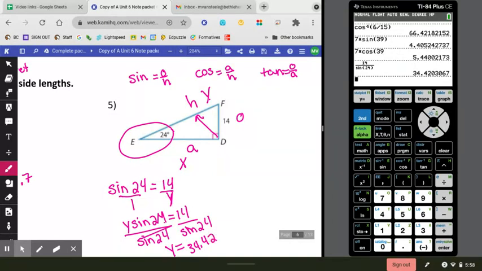Now I need to find x. Again, I have adjacent and opposite, so I want to use tangent, because you should always use the side you're given. So the tangent of 24 is 14 over x. Again, I'm going to cross multiply, so that's x tangent of 24 equals 14. I'm then going to divide both sides by the tangent of 24 because that's just a number.